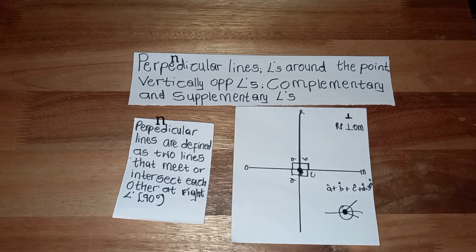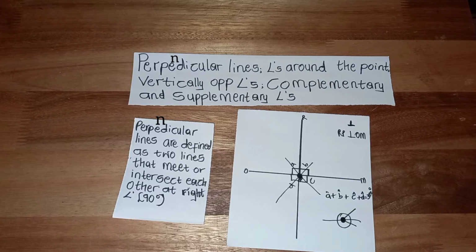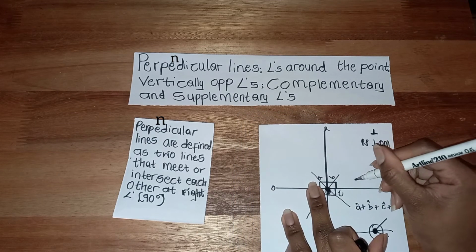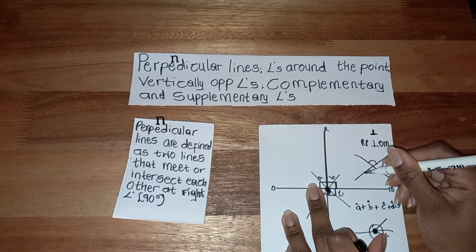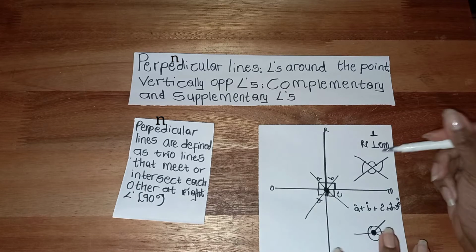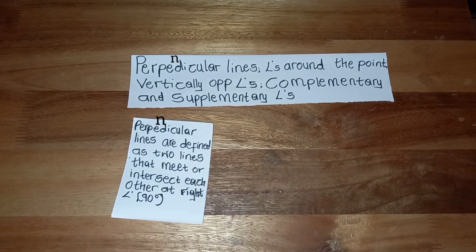Now let's move on to my third point, which is vertically opposite angles. Vertically opposite angles are equal when they are vertically opposite. As you can see, A is vertically opposite to C, and D is vertically opposite to B. Vertically opposite angles are always equal. So in this case, A equals C and B equals D. If you find that you have something like this, you see there's an angle here, here, here, and here. What vertically opposite angles means is that this angle will be equal to this angle, and this angle will be equal to this angle. So now we have learned about vertically opposite angles, angles around the point, and perpendicular lines.